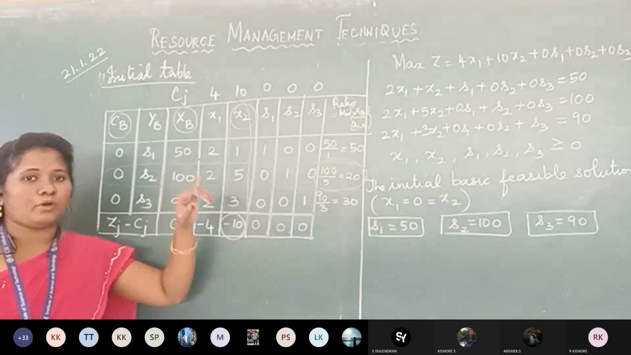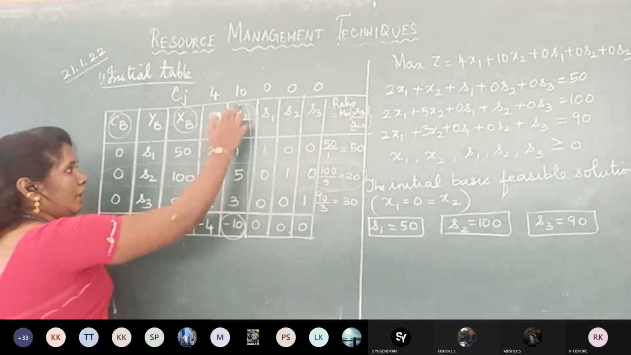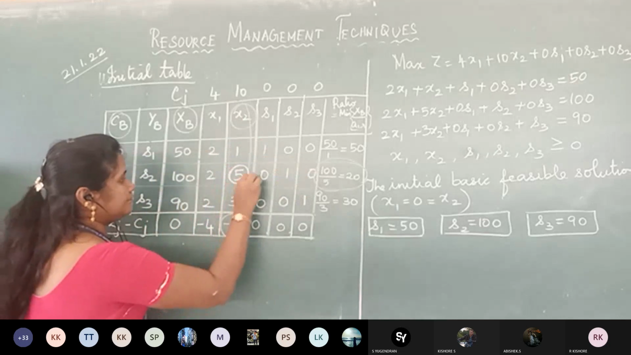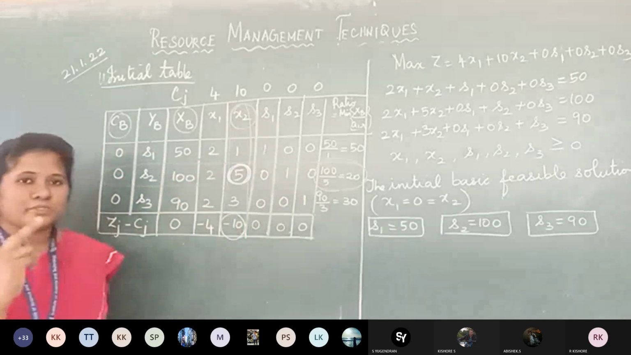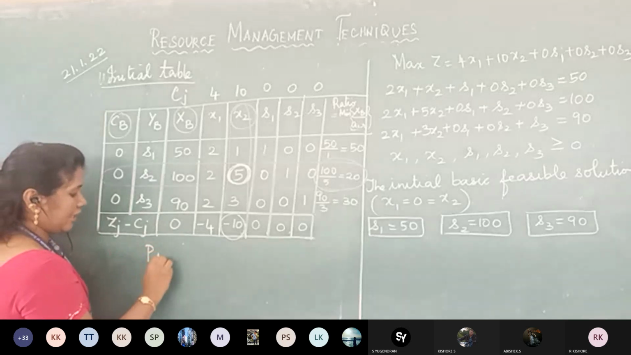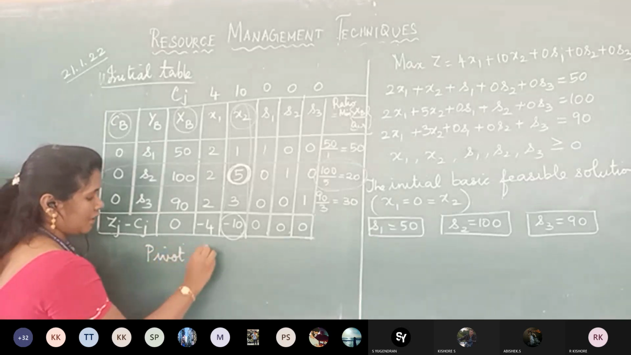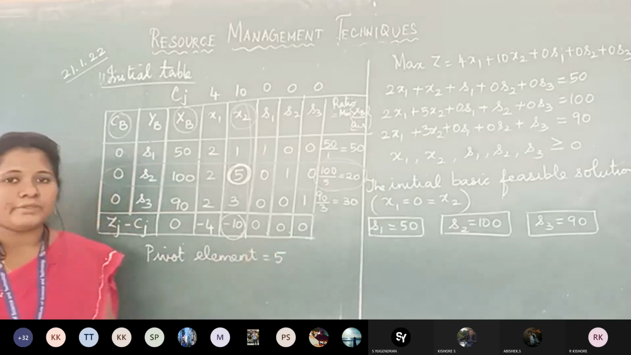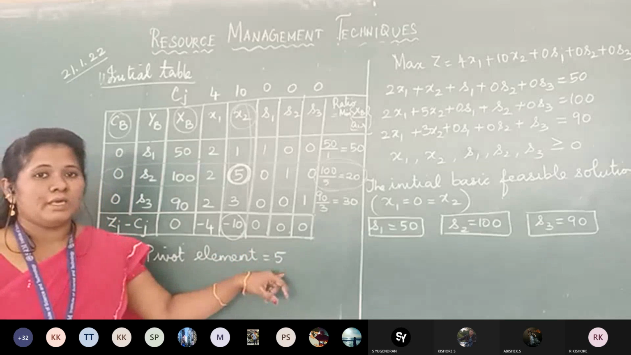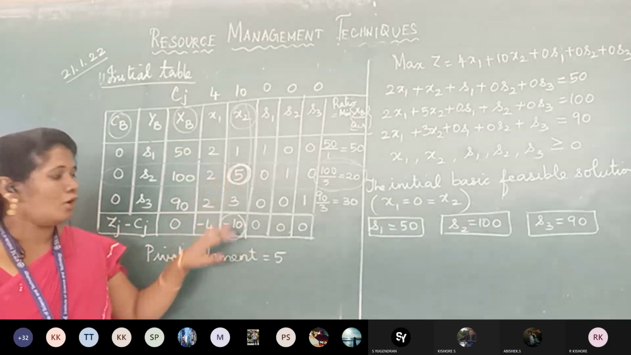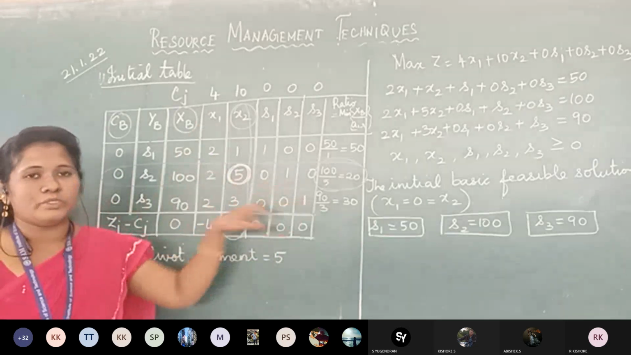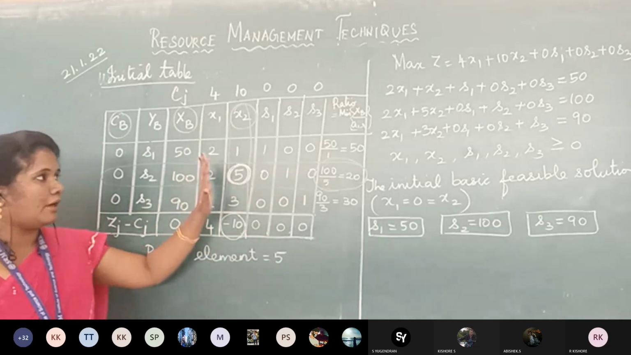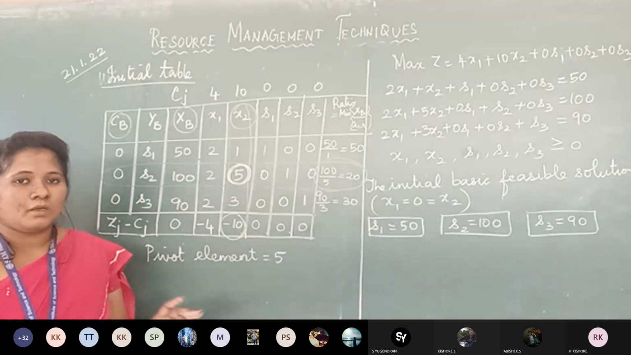Now the intersecting point, your pivot column and your pivot row are intersecting here. So this 5 will become your pivot element. That will become your pivot element. Understood how you got your 5? It is the intersection value of your pivot column and your pivot row. That will become the pivot element. Did you understand the initial table?